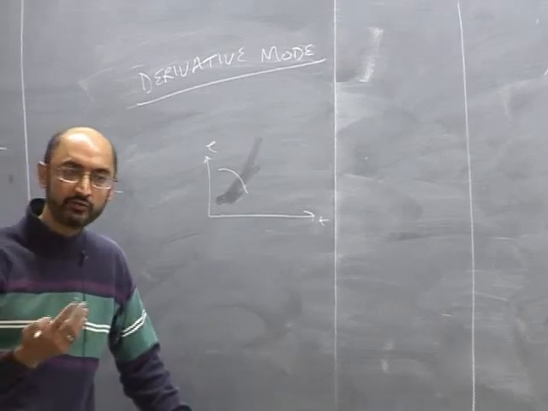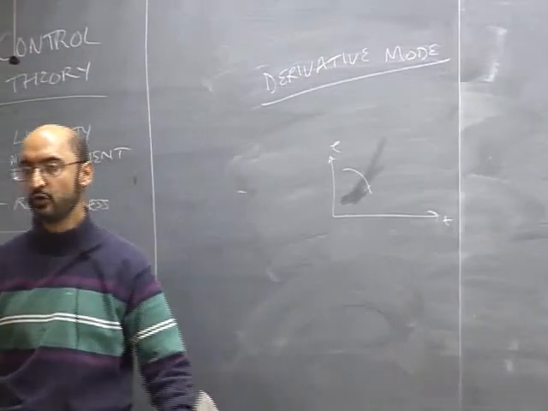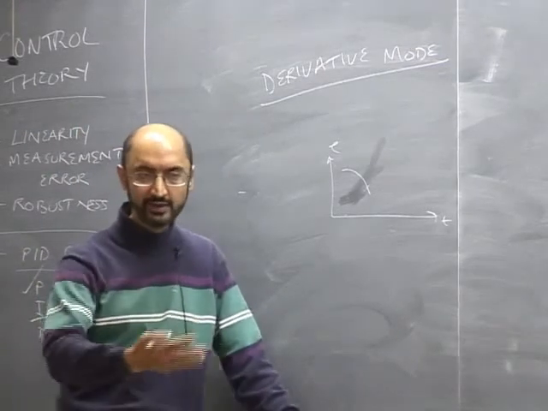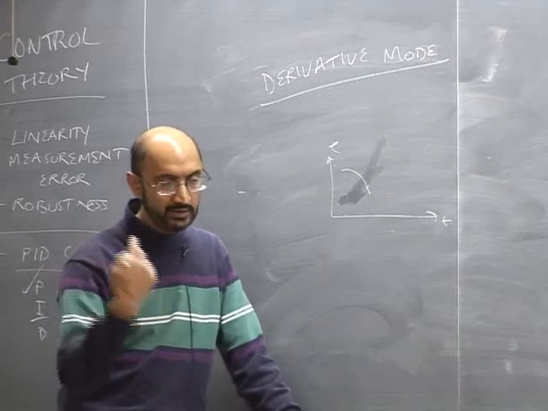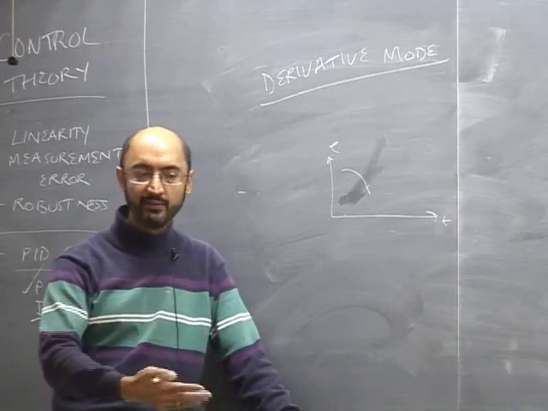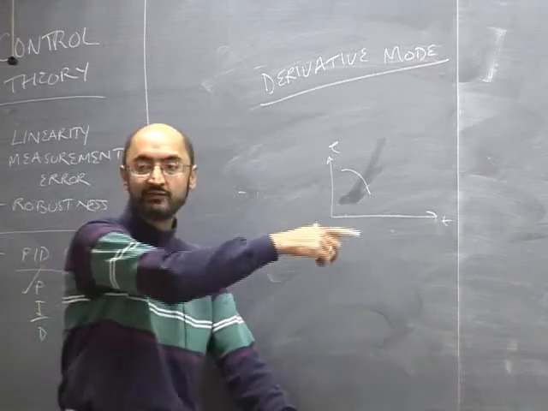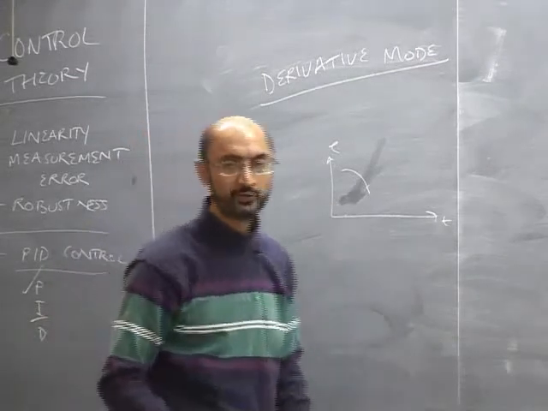Again, we're worried about overshoot. Why? Because of delay. If there were no delay, then we would be fine. You can just use proportional mode. But because there is delay, we are in danger of overshooting by having the control be only proportional to the error. We want to be sensitive to the rate of change as well. So that's the derivative mode control.